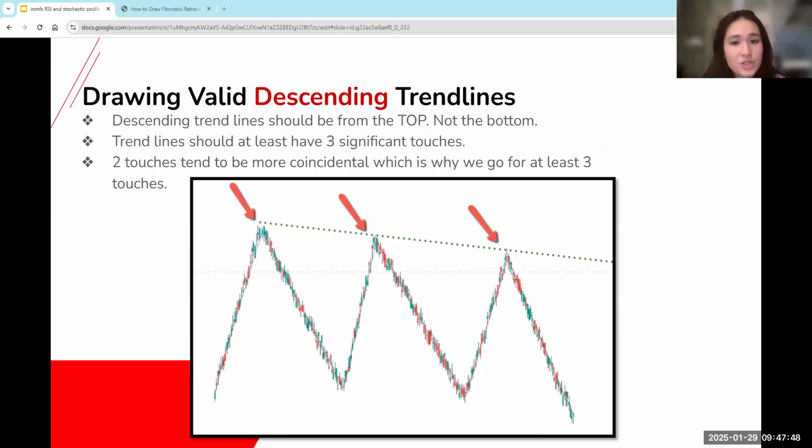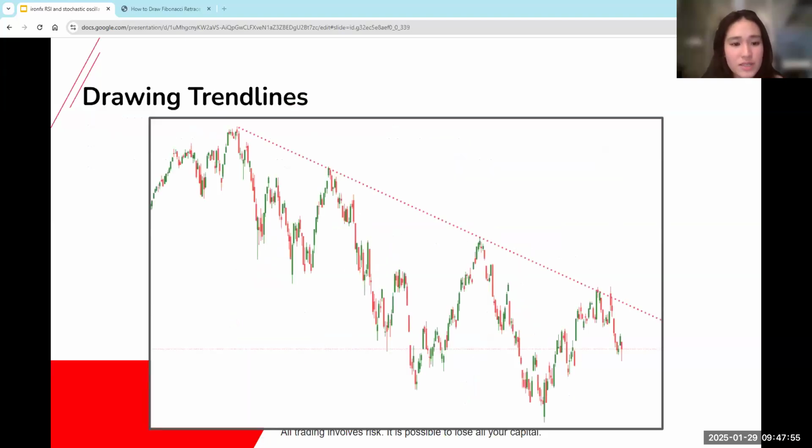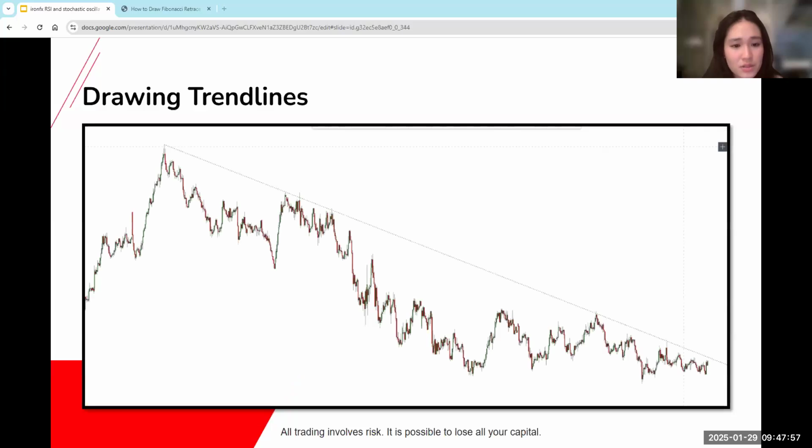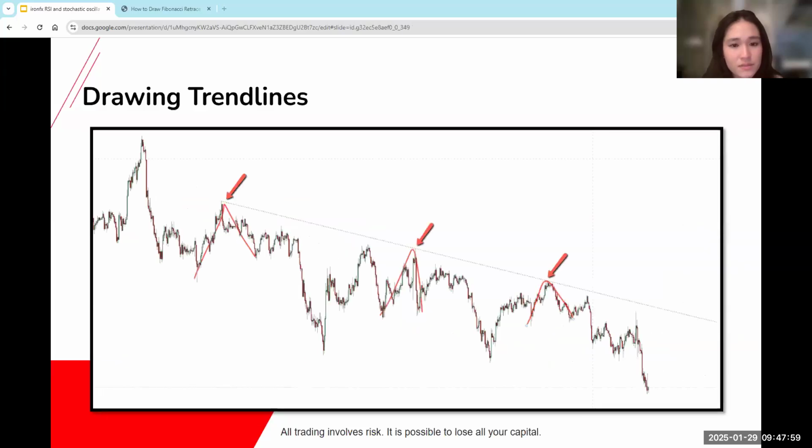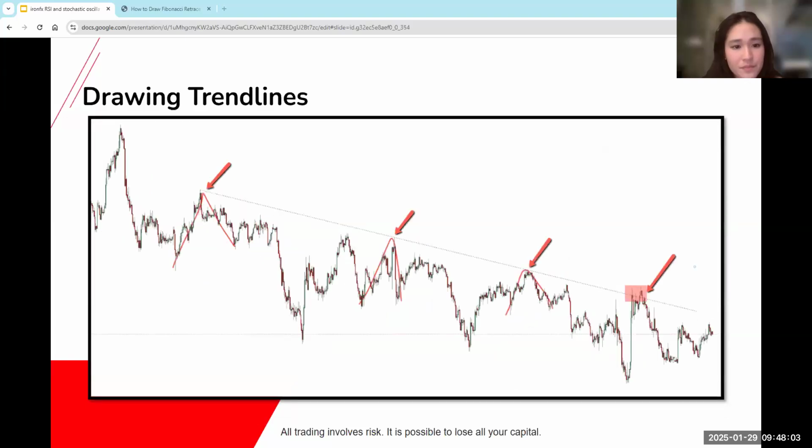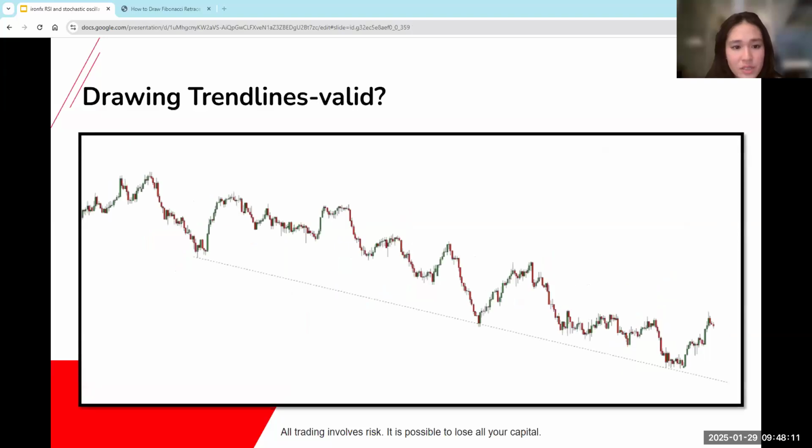So your trend lines should have at least 3 significant touches. 2 touches tend to be more coincidental. Okay, so these are some examples. Over here, you can see price playing the reaction of that 4th touch. Okay, so let me know in the chat if you guys think that this trend line is valid.